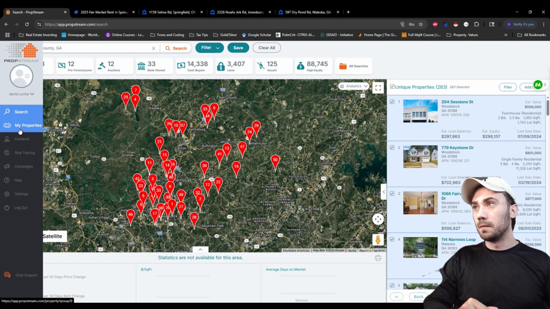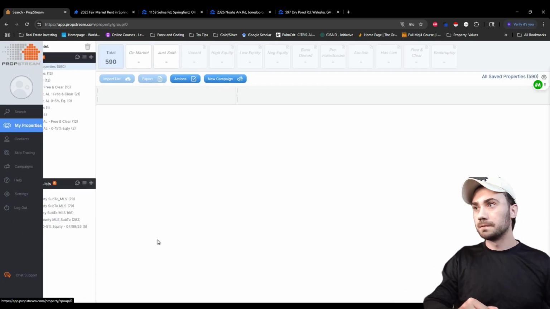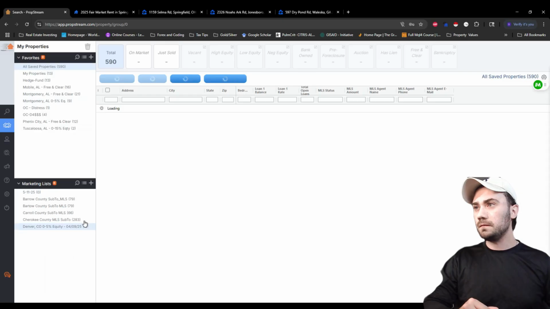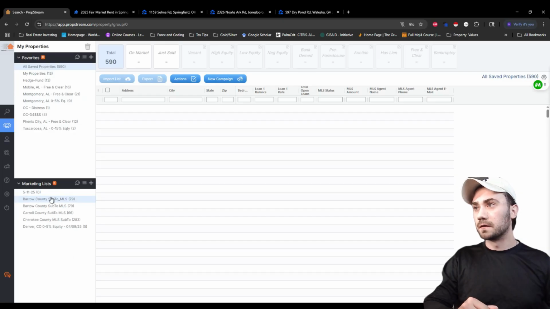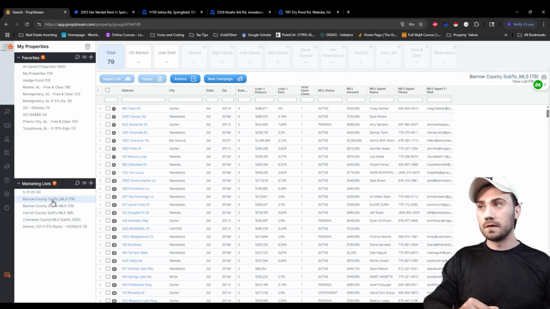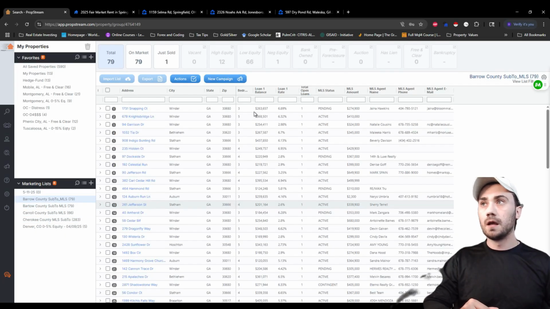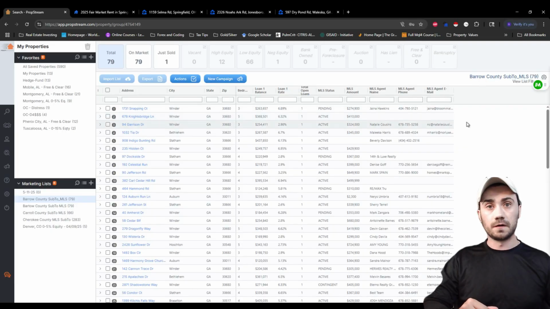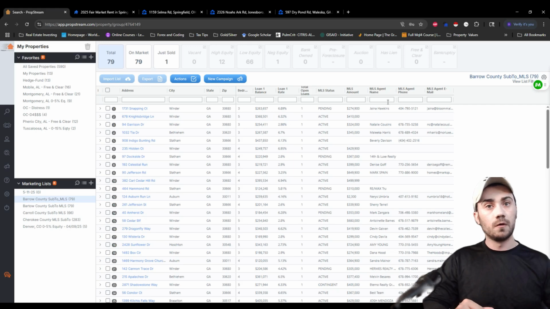let's head on over to my properties within PropStream. And I can see here that my list is here. So I have Barrow, Bartow, Carroll, and Cherokee County. Now I'm going to click on one of these. And automatically we see that there are some default headers here. These headers are basically going to be the filters that are used from PropStream when we start exporting our CSV data inside the Jericho software.